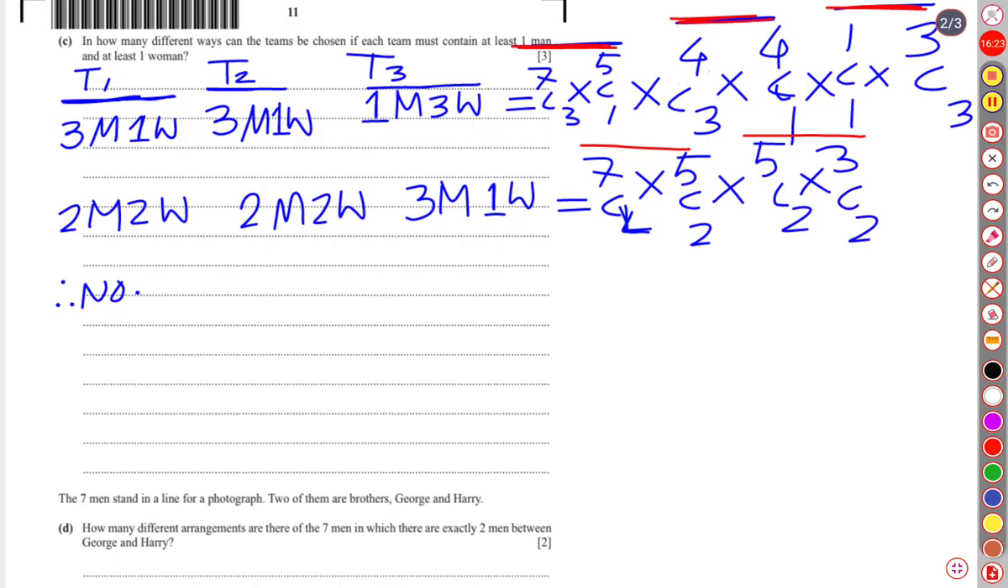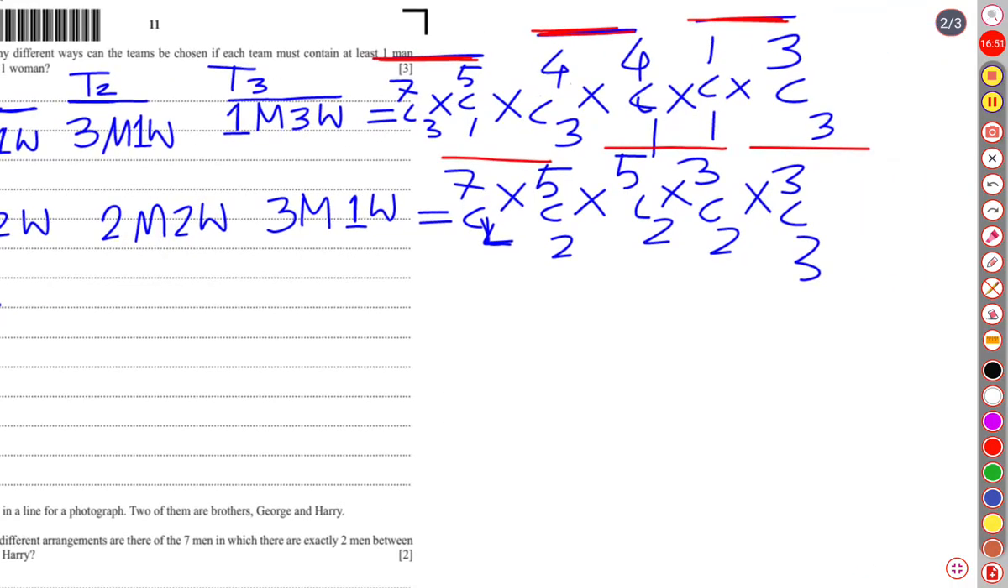Now this is the third team. Let's see what is left. There are 3 men left, because 4 have gone away. So 3 out of 3, and there is only 1 woman left because 2 plus 2, 4 went away. So it is 1 choose 1 into 1 choose 1.